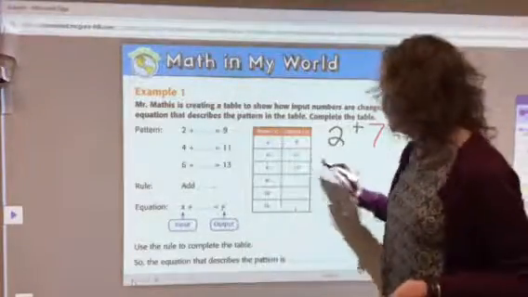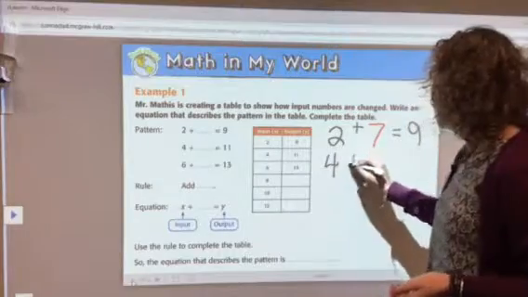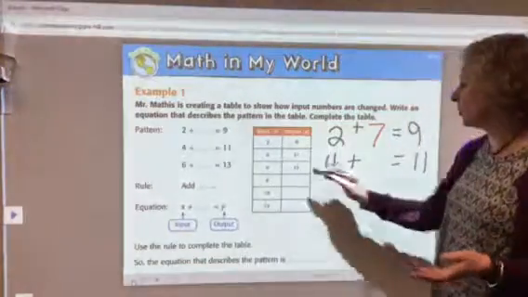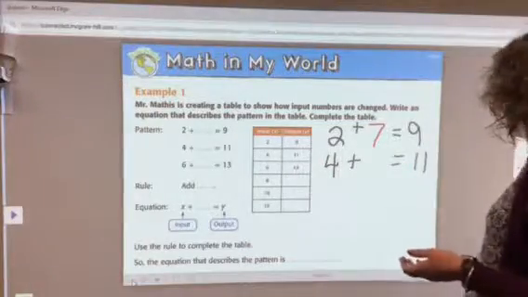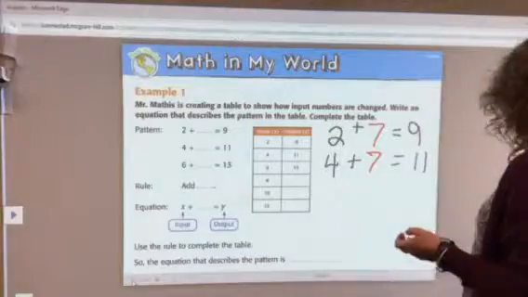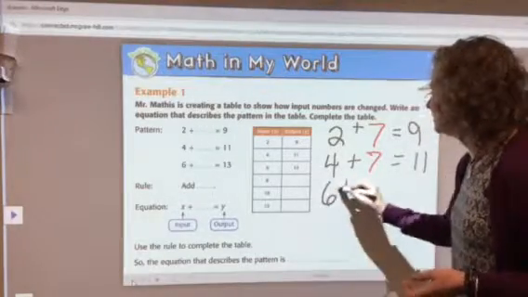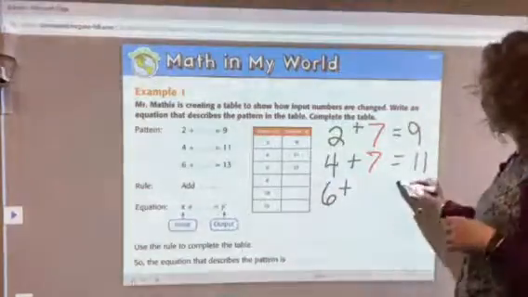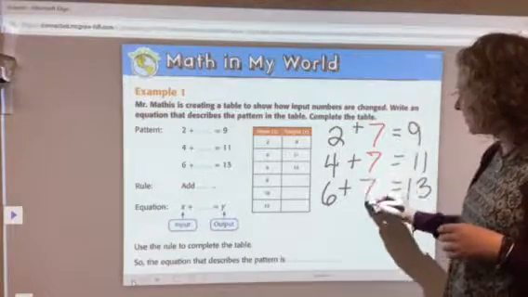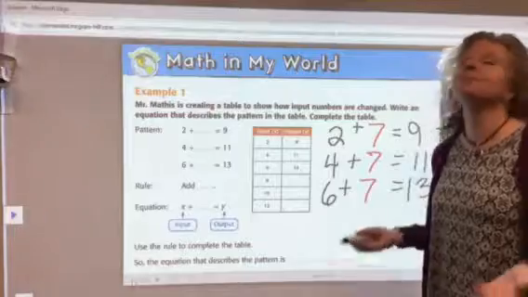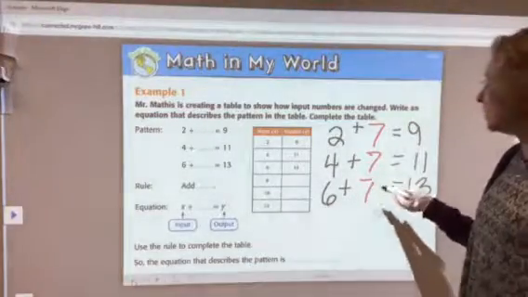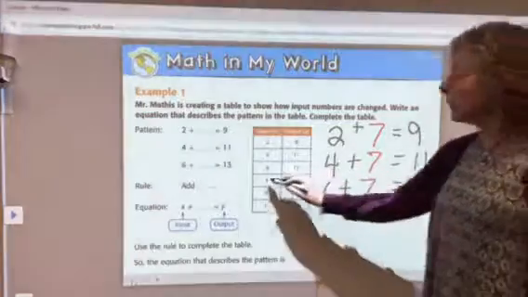Let's look at our next input number. It's 4, and we get 11. Let's see if 7 actually works with that. 4 plus 7. That does actually give us 11. All right, so far so good. Let's look at 6. 6 plus something gives us 13. Let's keep trying that 7 that we started with. Is it working? It is working. Our rule is we're going to have to add 7. So we can complete this.